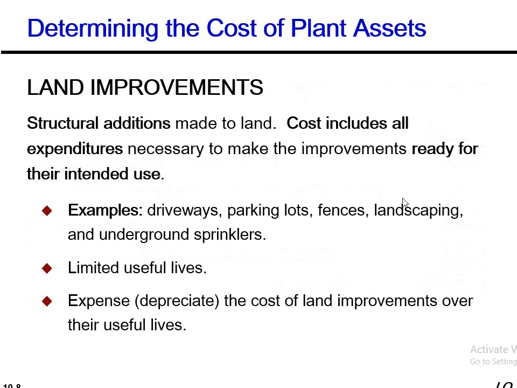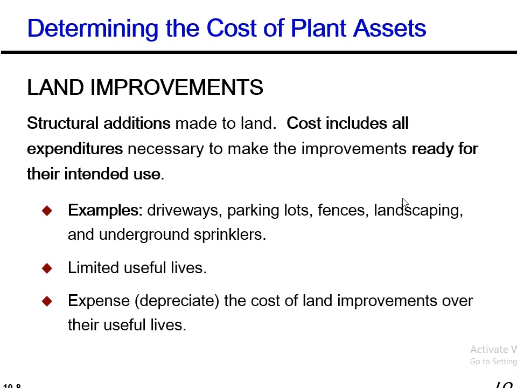Let's move towards the second category of the plant asset, which is known as land improvement. Land improvements are additions or structural changes you make to the land, other than the building, like sheds and parking lots. So these things are considered land improvements. Whatever costs you incur to do these land improvements, until the improvements are ready for use, you're going to add up all those costs and record them against the asset of land improvement.